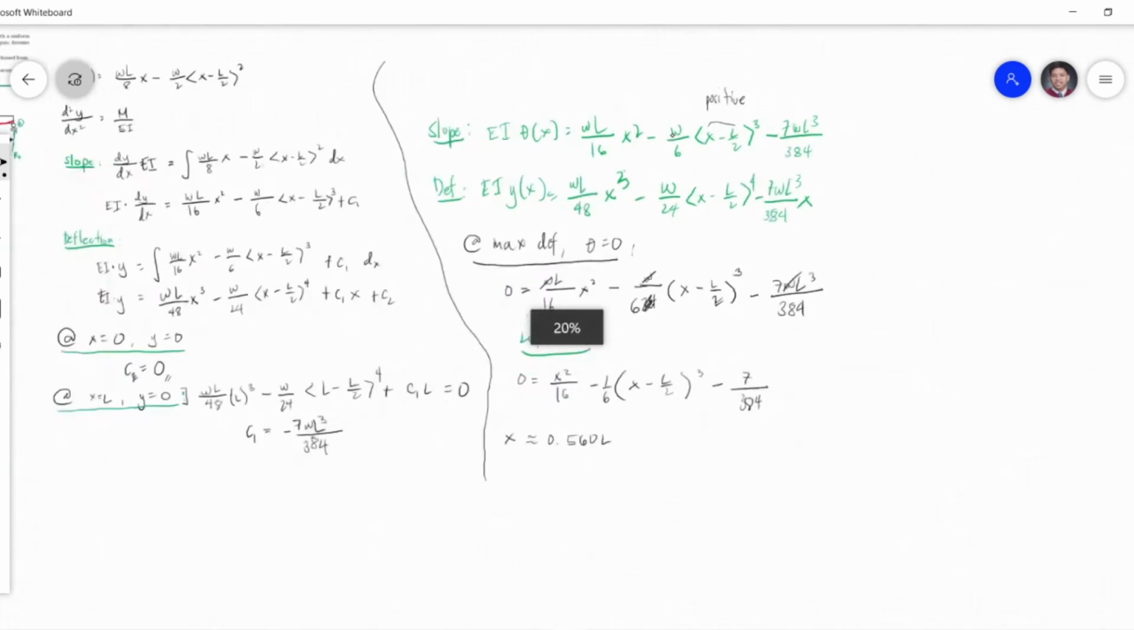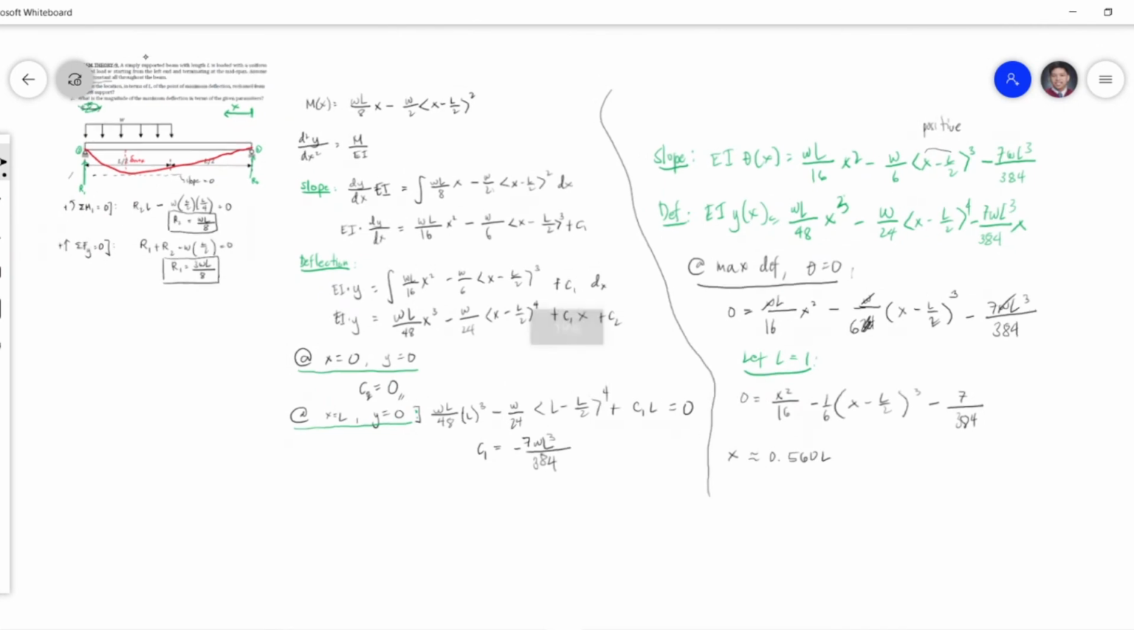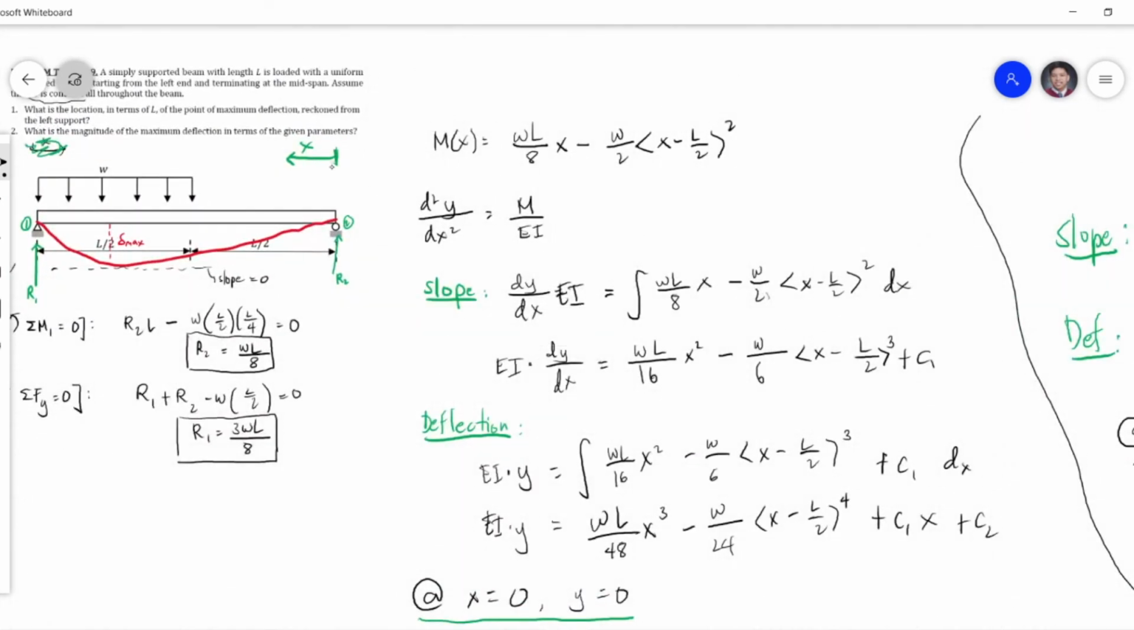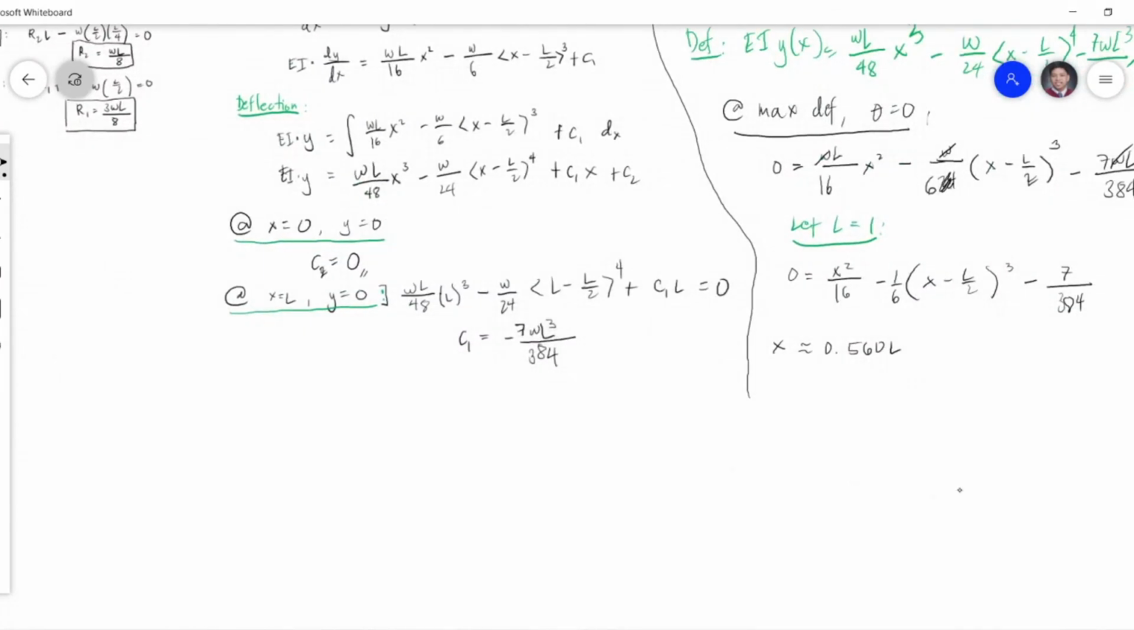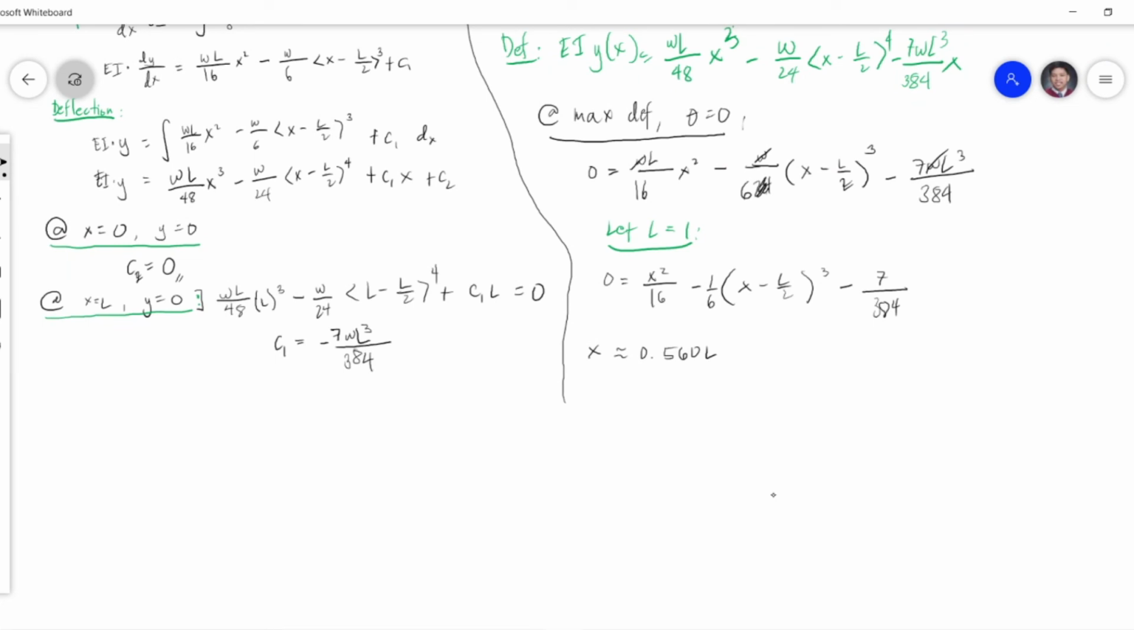Now, titingnan natin yung figure. Ang tanong, reckoned from the left support. Pero ang origin natin, right support. So, gawin natin, ibawas lang natin sa L yan. So, that's just D. So, L minus 0.56 L. So, ang distance natin from the left support would be 0.54 L, babawas natin yan sa L. That's just 0.46 L. So, ito na yung ating sagot for item number 1.